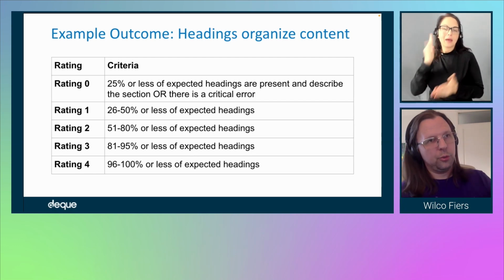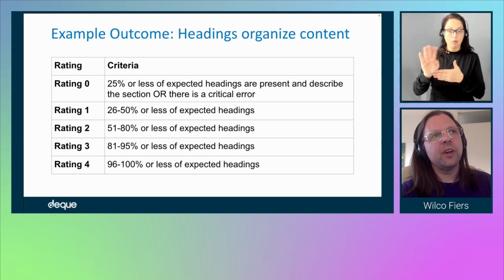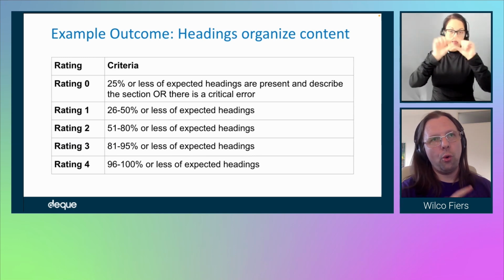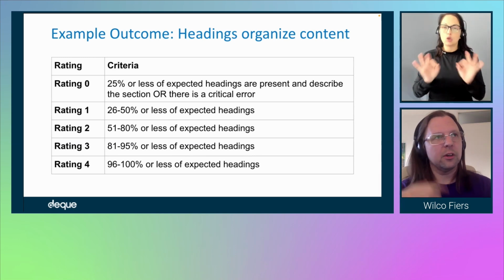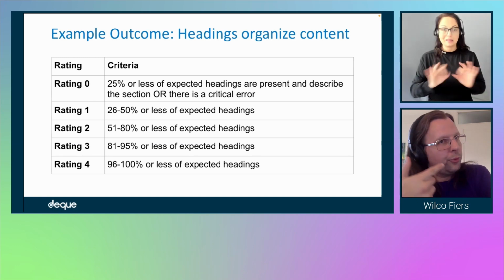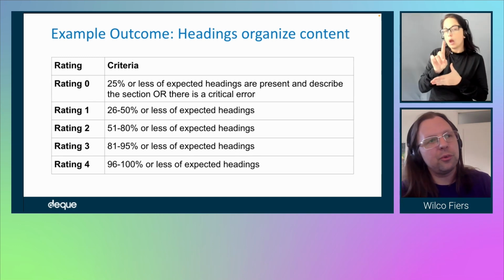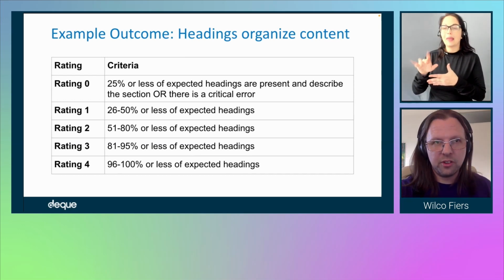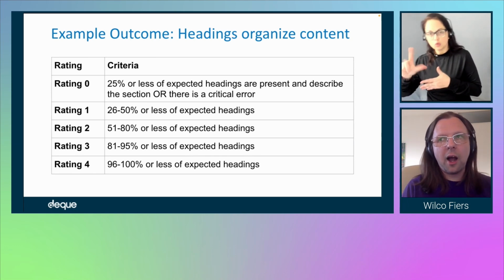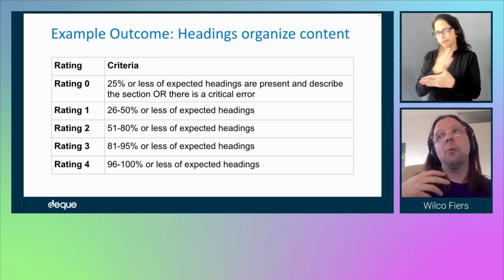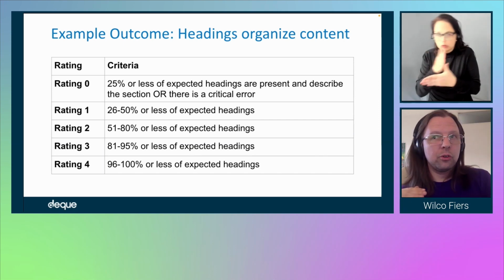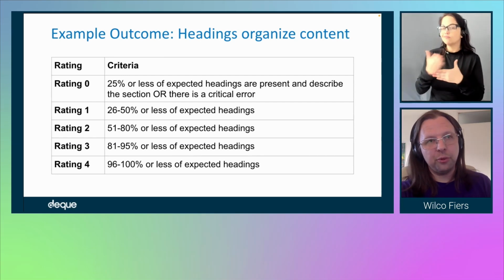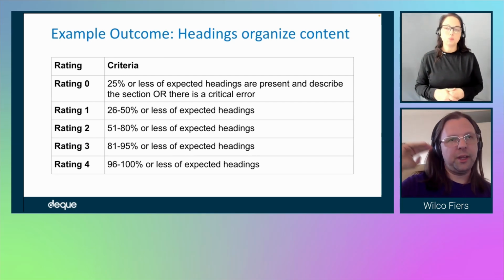So there's a rating from 0 to 4, with a rating of 0 meaning you have 25% or less of the expected headings present, or there is a critical error. So if any critical errors, rating is 0. Then it goes up. Rating 1 is 25 to 50%, rating 2 is 50 to 80, 3 is 80 to 95, and 4 is 95 to 100. So you can see how through that imperfections may be allowed. The target for this is to have an average rating of 3.5. So it does set the bar reasonably high.